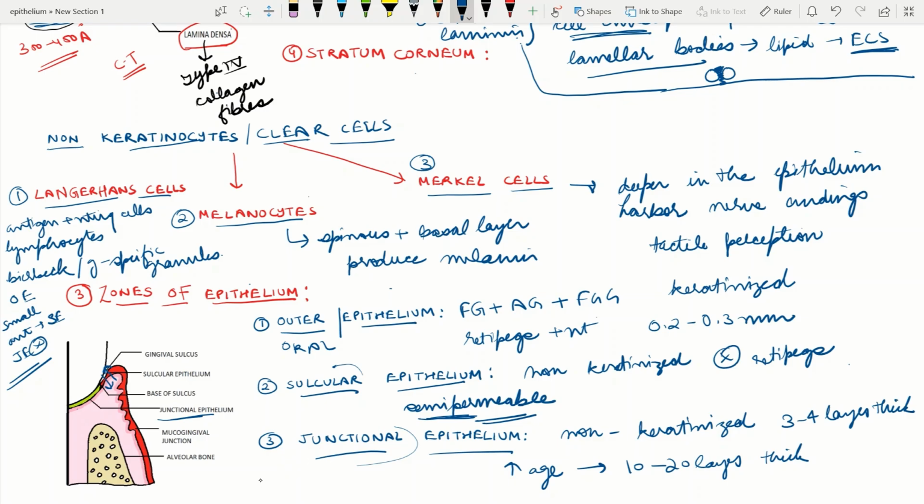Now the length of junctional epithelium, this is important. The length of junctional epithelium is 0.25 to 1.35 mm. This is important, the length of junctional epithelium.